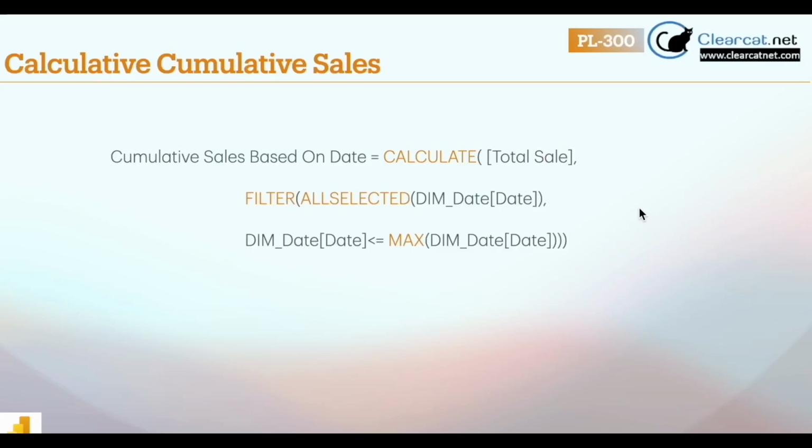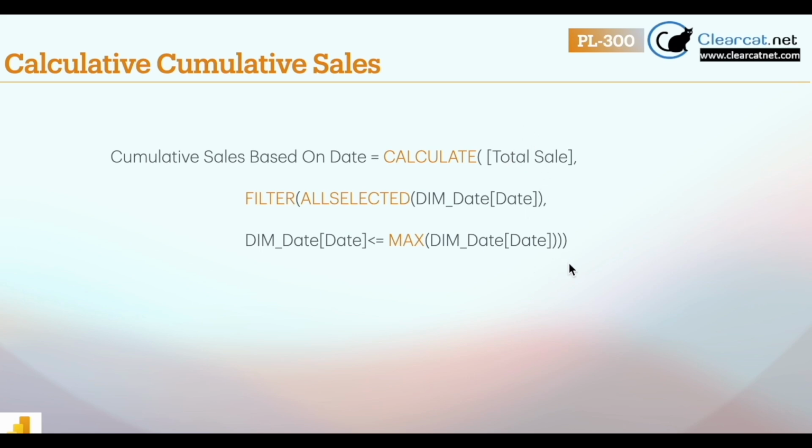The next one is calculate cumulative sales. This is going to give us the record on the basis of date shipped: on which date how many sales the client has performed. Below is the formula we are going to use while creating cumulative sales. Here we have cumulative sales based on date. Calculate is a predefined function inside our Power BI, filter, select all and max. And here we are going to use our dim date table, the dimensional date table, and total sales, which we created as a measure, and date.